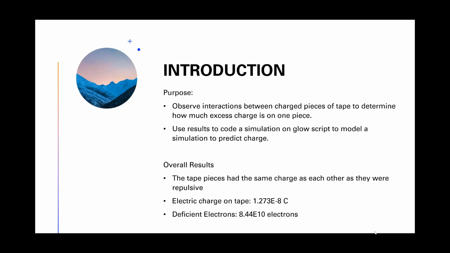The purpose of this lab is to observe interactions between charged pieces of tape, determine how much excess charge is on one piece, and the magnitude of these forces. We'll use the results to code a simulation to model and predict these charges and forces. Our result is that the tape pieces have the same charge as each other, as they were repulsive. The electric charge is 1.273 e to the negative 8 coulombs, and deficient electrons were 8.44 e to the 10.